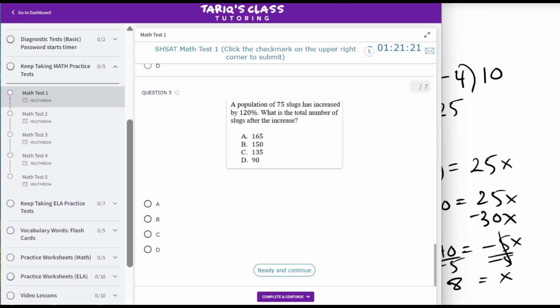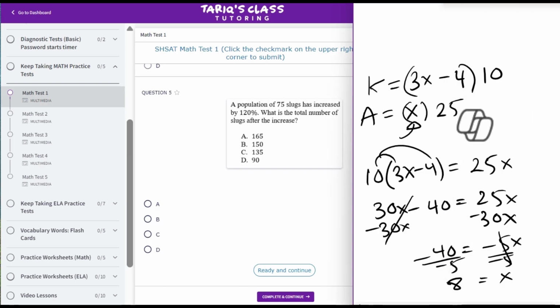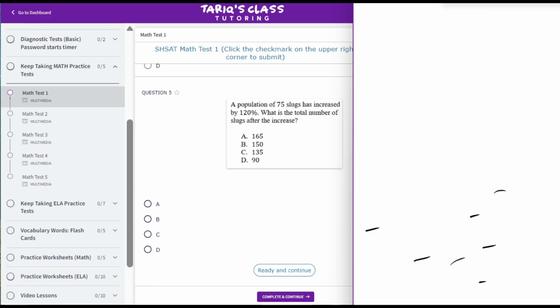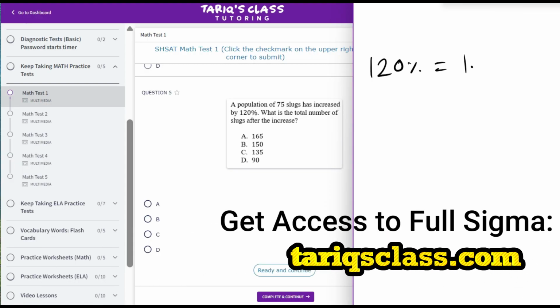Let's continue. So question number 5. It says a population of 75 slugs has increased by 120%. What is the total number of slugs after the increase? So 120% means 1.20. It means we move the decimal 2 times to the right. So 75 slugs has increased to that.